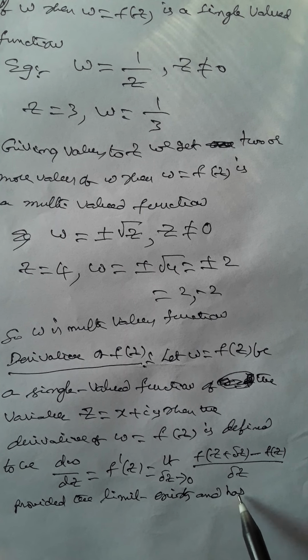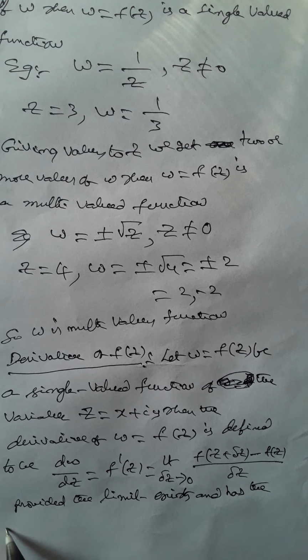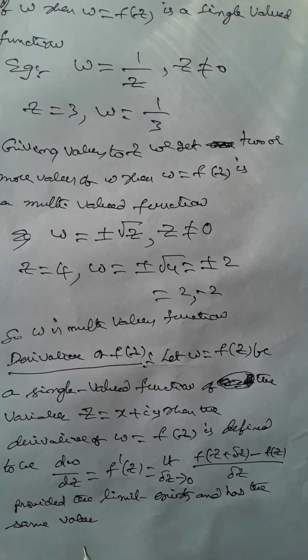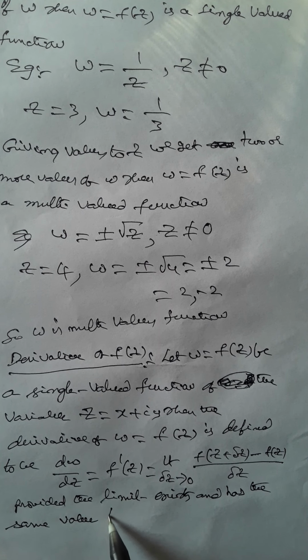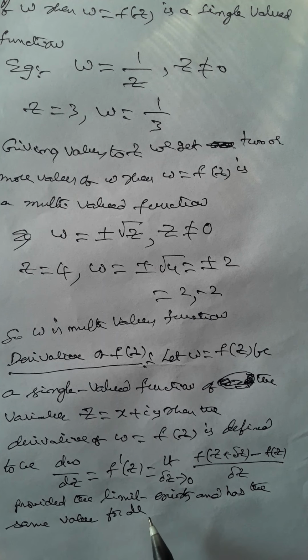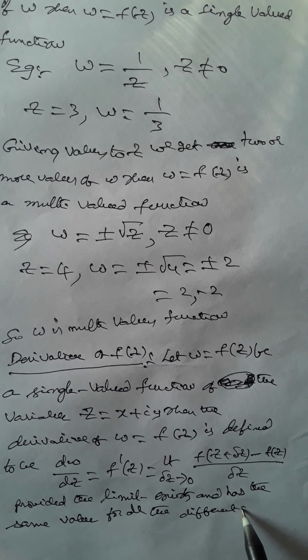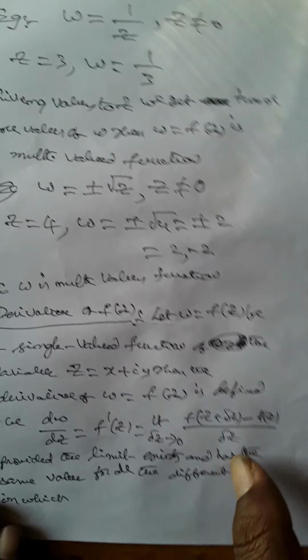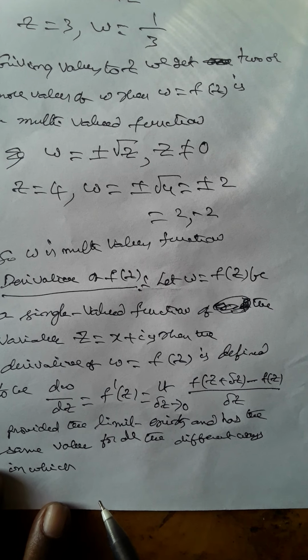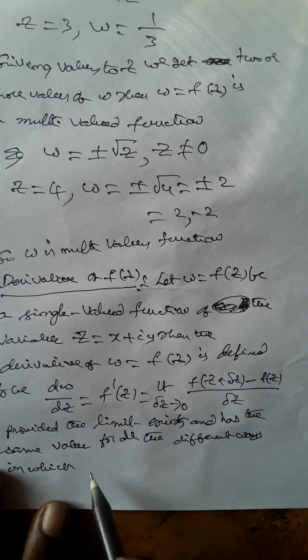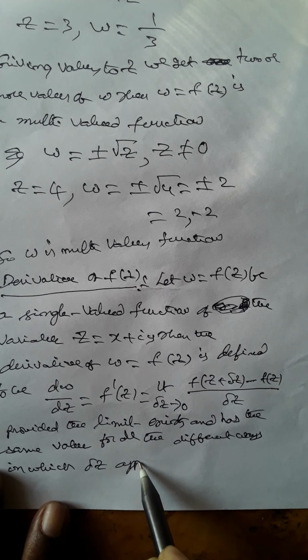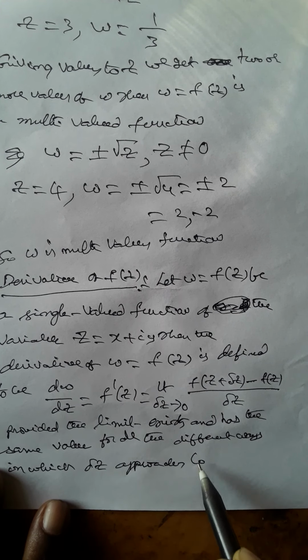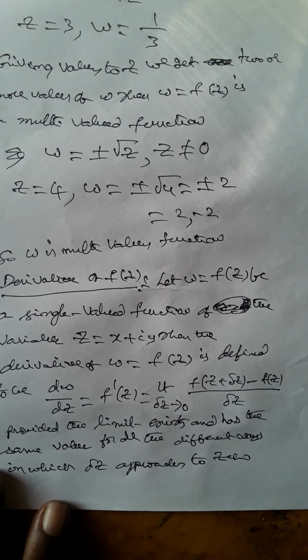and has the same value for all the different ways in which delta z approaches 0.